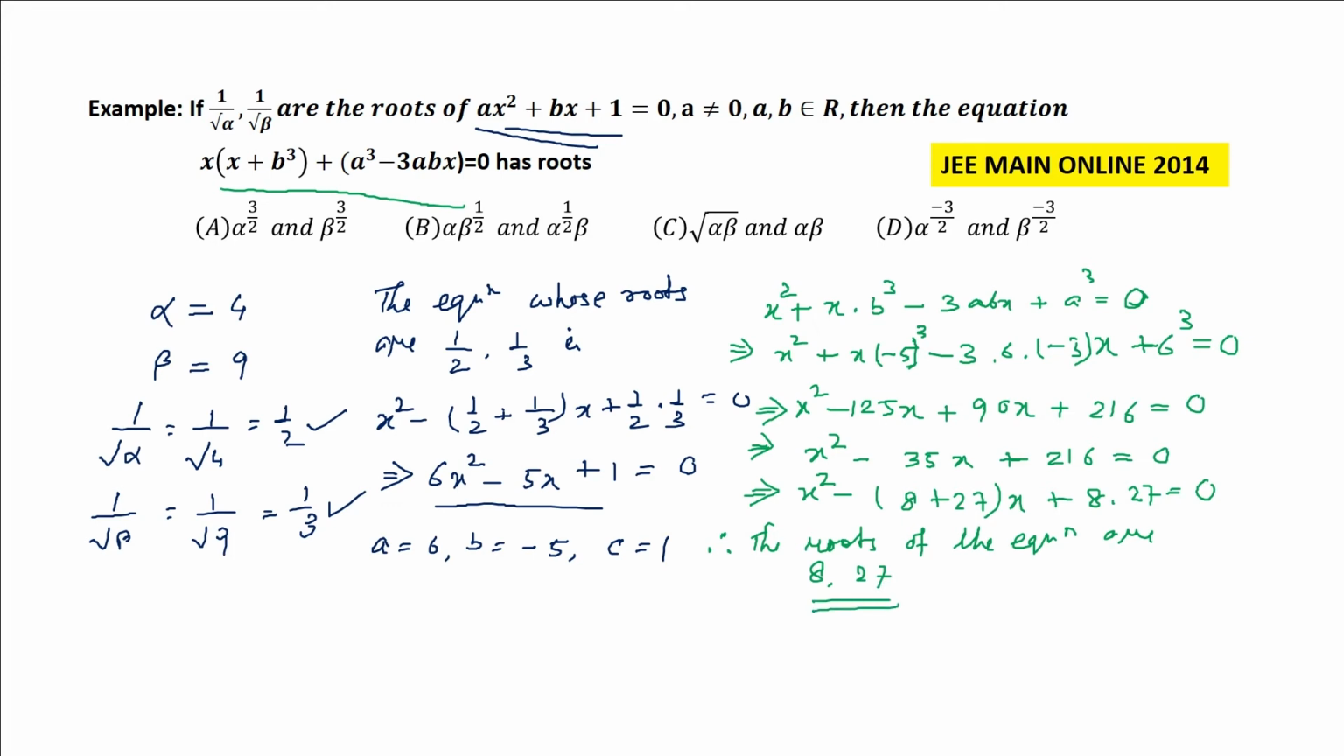So here look at the options. If we put the value of alpha and beta here in A, you get 4 to the power 3 by 2 and 9 to the power 3 by 2. After simplification, you get 4 to the power 3 by 2, that means 8, and 9 to the power 3 by 2, that means 27. So option A is the right answer.